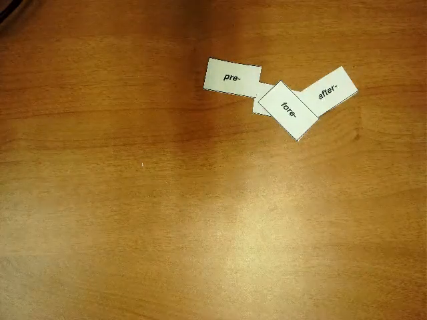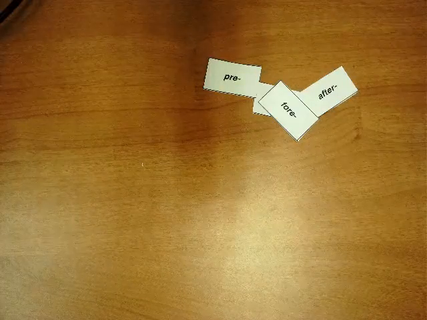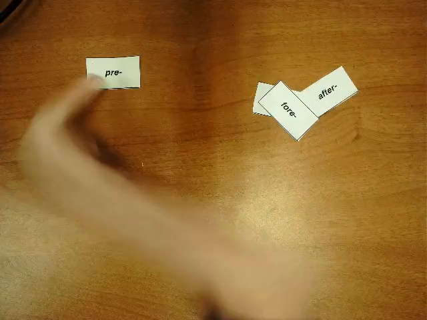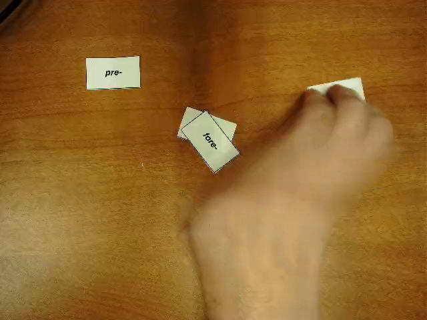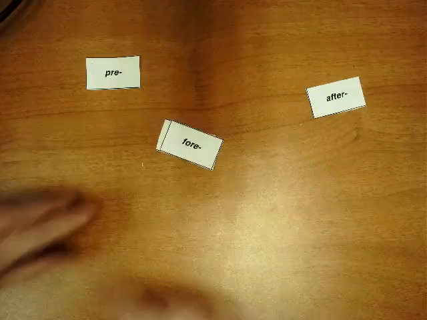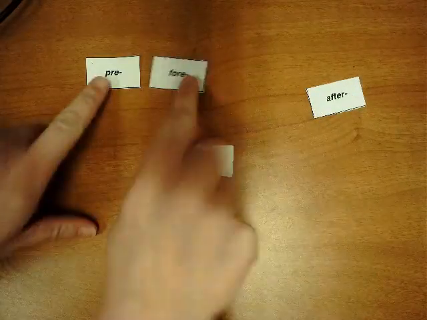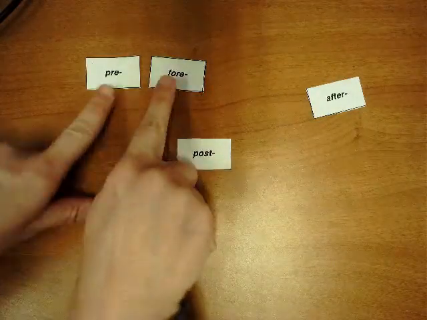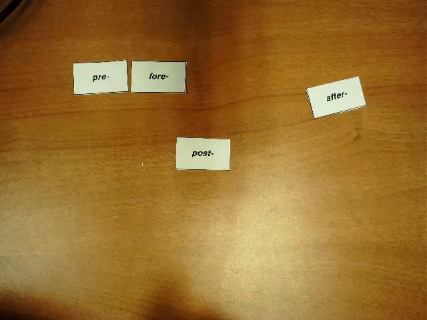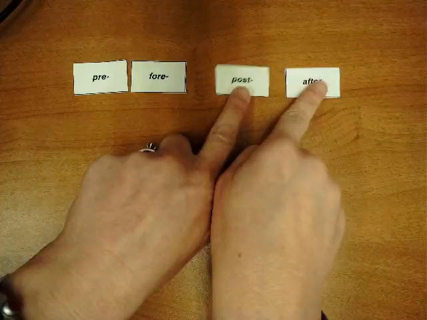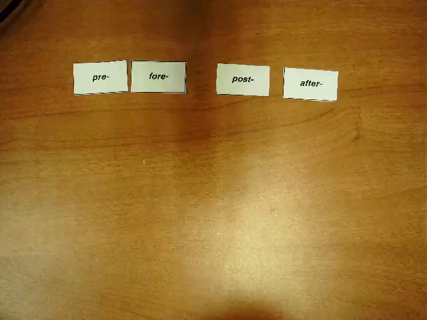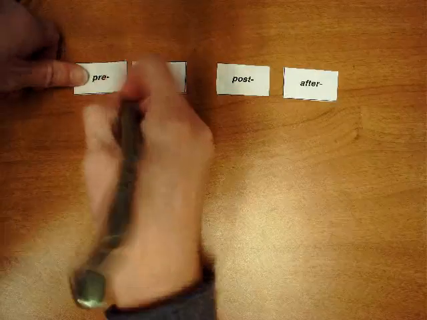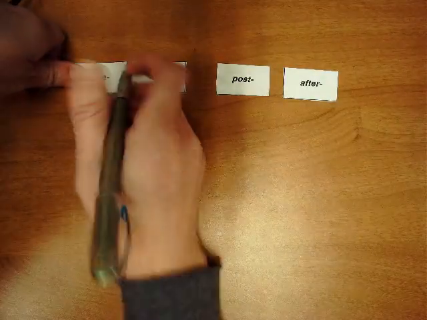Hi friends, today we're going to be looking at another prefix sort. So go ahead and find your prefix headers to get you started. We're going to be taking a look at these two prefixes, pre and fore, having kind of before sort of meanings, and then post and after are both kind of after. So go ahead and label each of your headers with the general meaning of them.